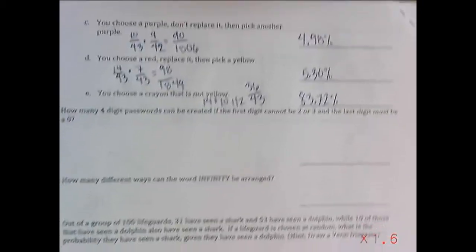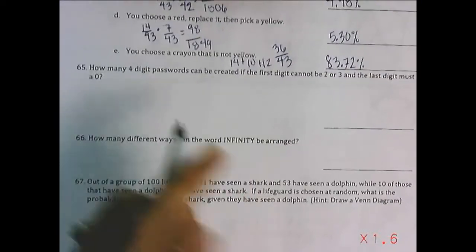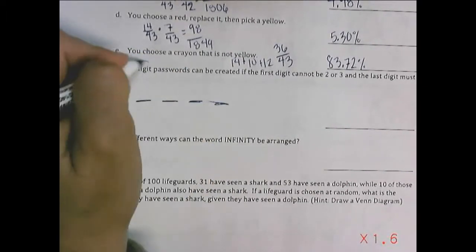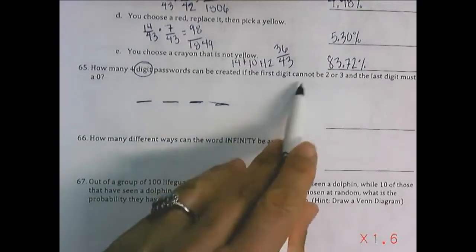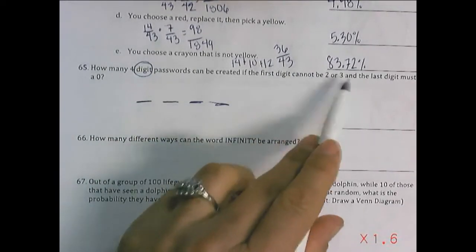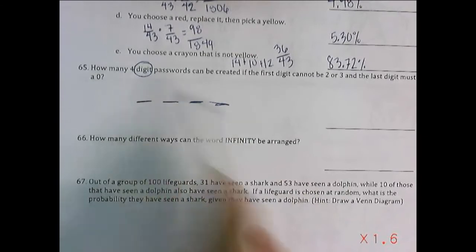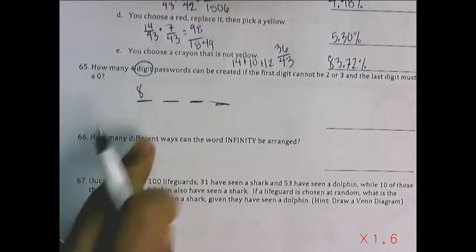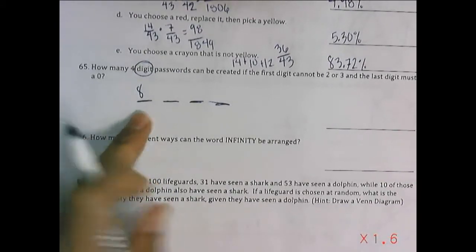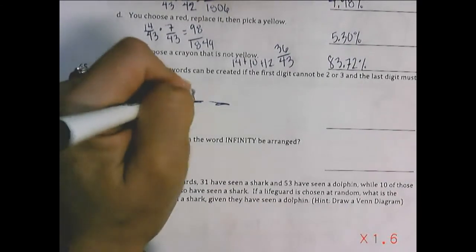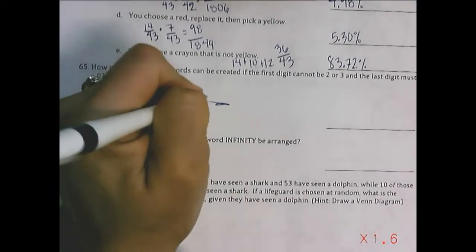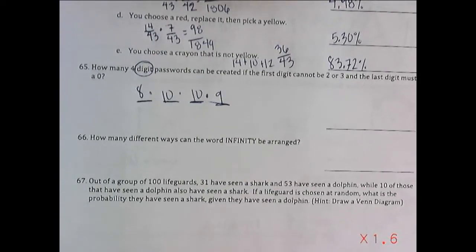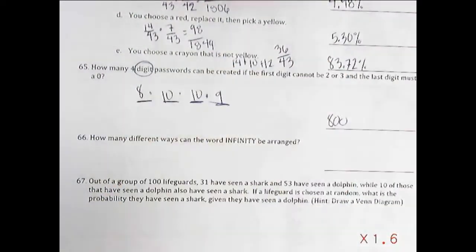Okay, next question. How many 4-digit passwords, so 4 digits, 1, 2, 3, 4, and digits, letting you know there's numbers, can be created if the first digit cannot be a 2 or a 3, and the last digit cannot be a 0. All right, so the first digit can't be a 2 or a 3. That means I only have 8 numbers to choose from. Instead of 10, I only have 8. And then for the next 2, you still have 10, and then the last one, you can't use 0, so you only have 9 options. You'll multiply those all together and get 800.